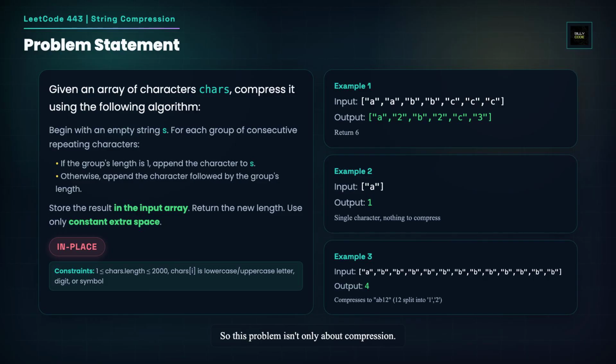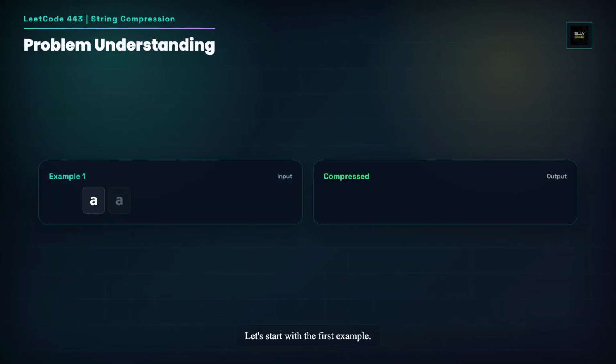So this problem isn't only about compression. It's also testing whether we can modify data efficiently, specifically inside the original array. Let's start with the first example. The array contains A, B, B, C, C, C. Notice something. The characters are already grouped together. We have two A's, followed by two B's, then three C's.